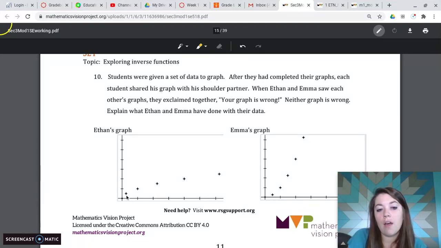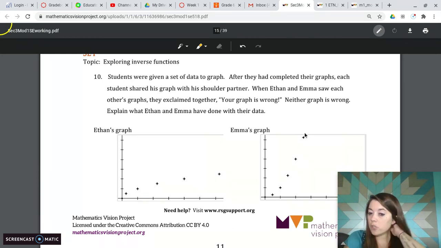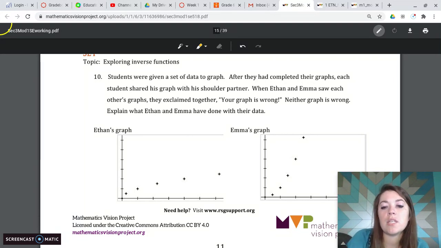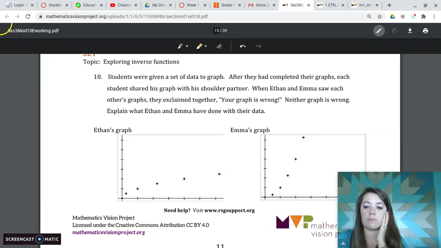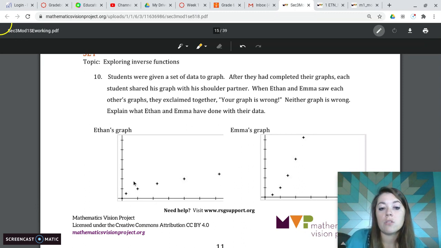So we've got Ethan's graph over here, which looks like so, and then we've got Emma's over here. If neither graph is wrong, what do you suppose they did to have two different looking graphs? Think about how we graph things first and foremost. So notice this point here is just barely above the x-axis, just a little ways off the y-axis. This point's kind of in the same spot if we were to turn this a little bit. So they're both in a curve.